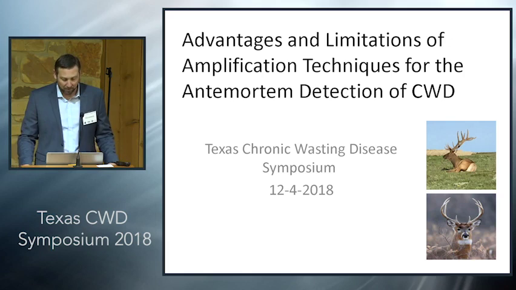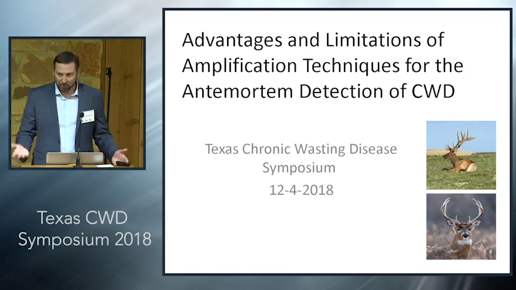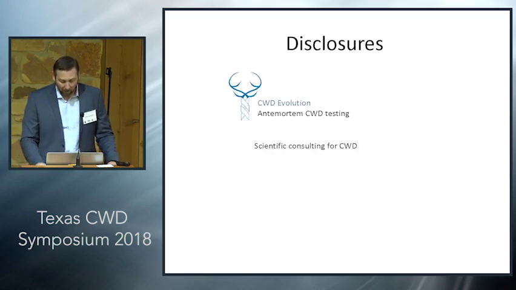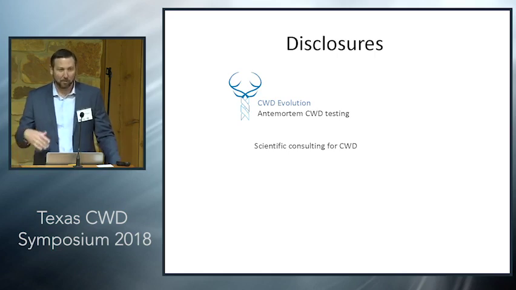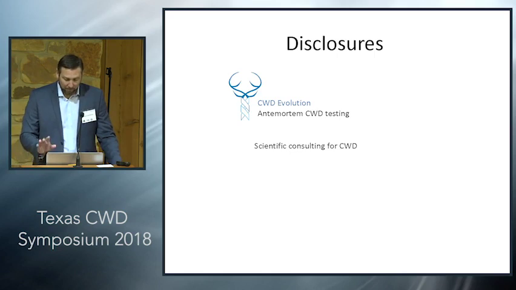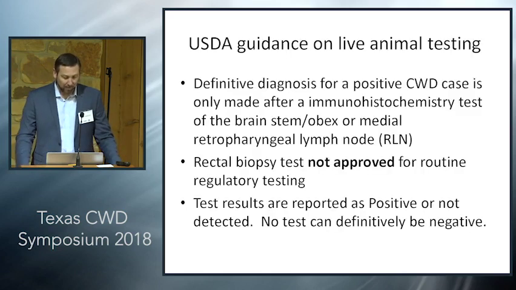So I was asked to try and give an overview of the types of assays that we could use to increase sensitivity for live animal testing. And those two assays are essentially RT-QuIC and serial protein misfolding amplification, which you heard about earlier. So I'm going to give an overview of those two tests, but I'd like to make one disclosure. I am in the process of developing a commercial interest for CWD testing that has not come to fruition yet.